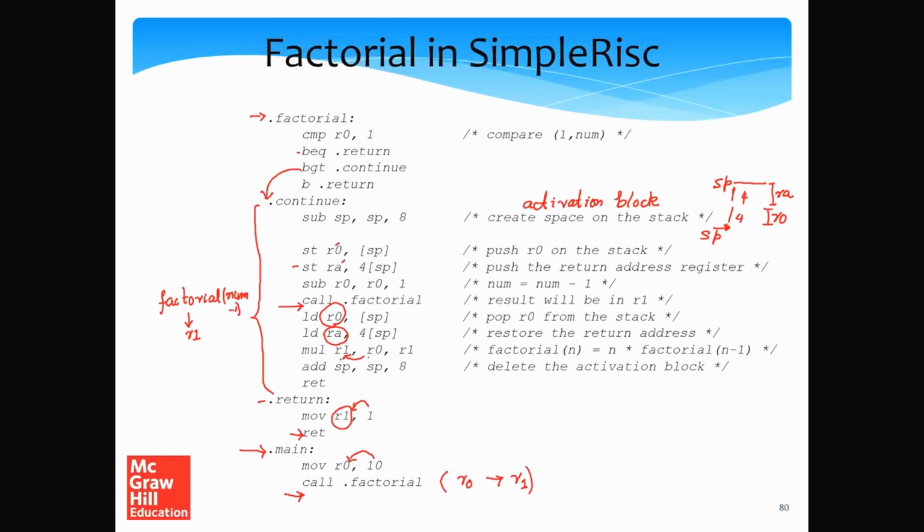Now since the result is in R1, let us get rid of our current activation block. So recall that we started the activation block by subtracting 8 from the stack pointer. Let us now delete the activation block by folding the stack pointer back. So what we do is we set the stack pointer's value back to its old value. This is done by adding 8 to the stack pointer.